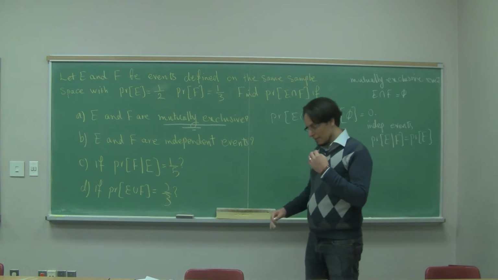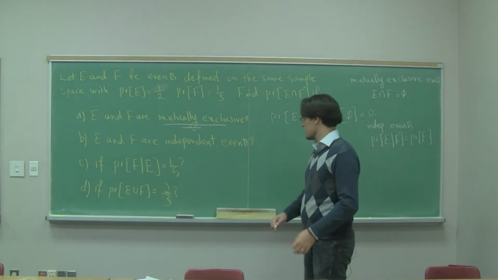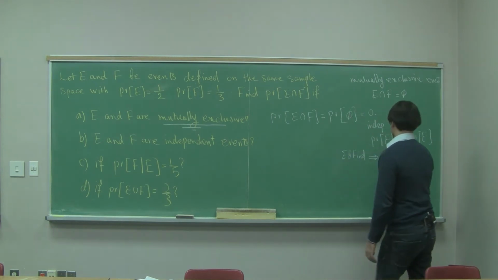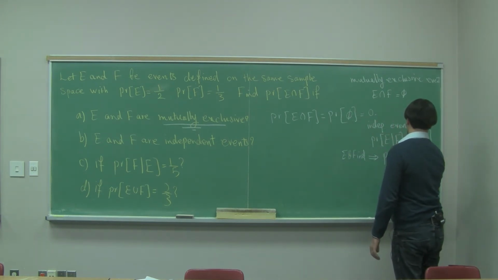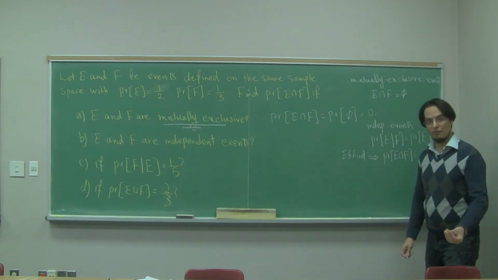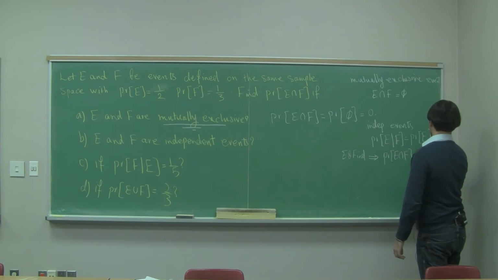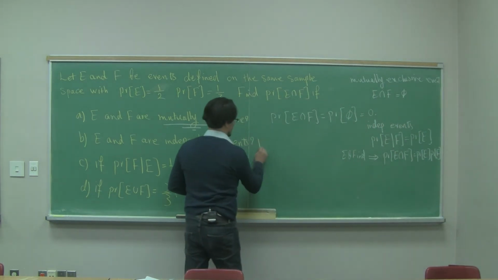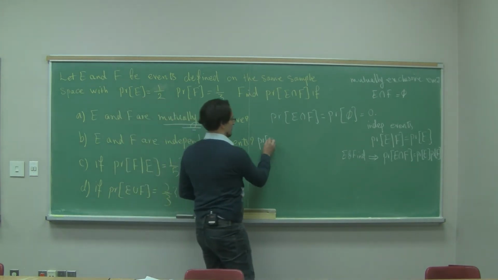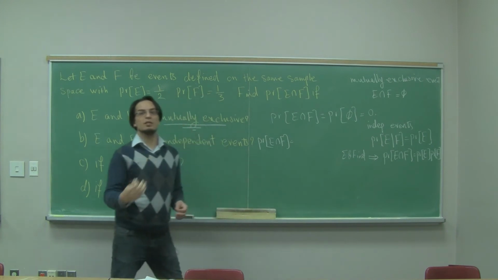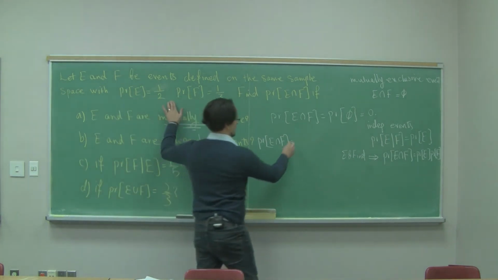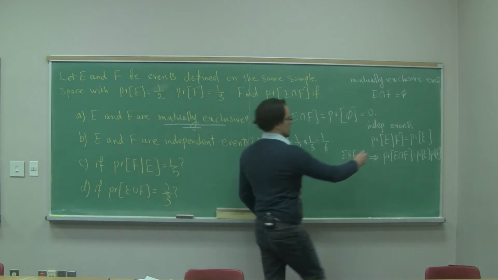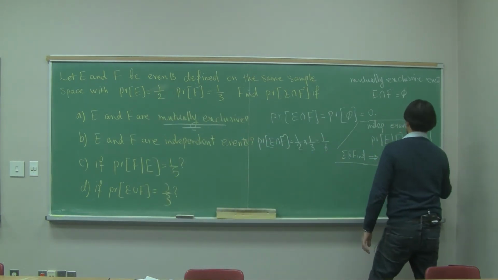But this has a consequence, which says that if E and F are independent, then the probability of the intersection is the product of the probabilities. So we have the probability of E, we have the probability of F, you multiply them, you get the probability of the intersection. So in part B, since E and F are independent, the probability of the intersection is going to be the product of the probabilities. In this case, it is 1/2 times 1/3. This is 1/6. So this was for independent, and that was for mutually exclusive.